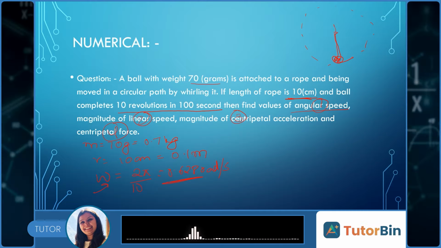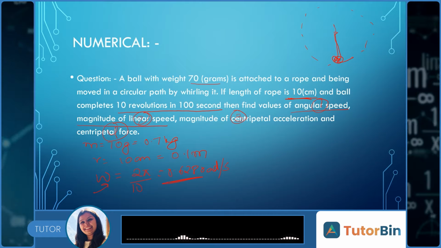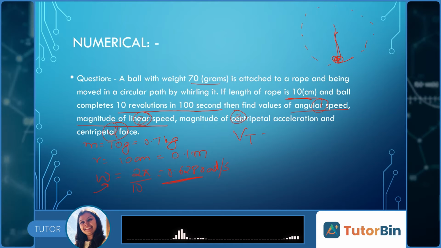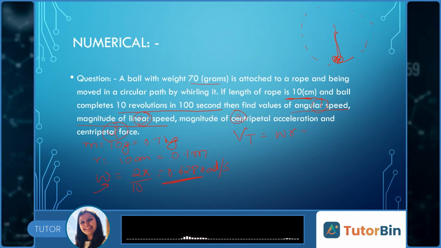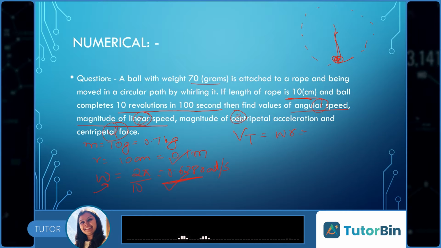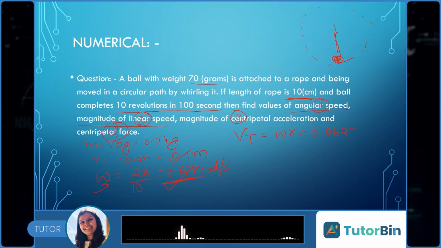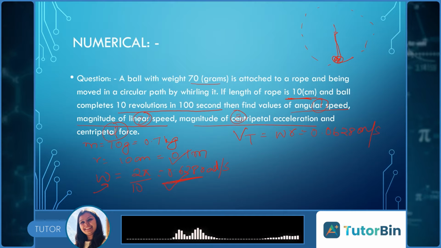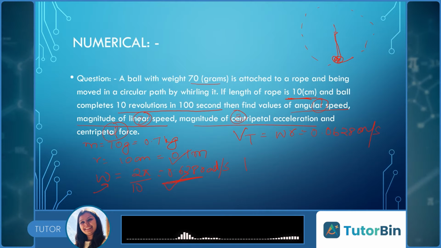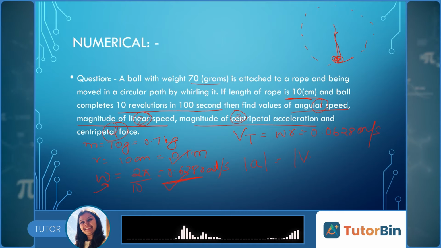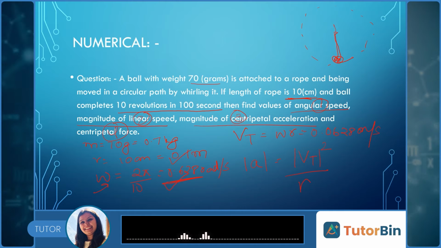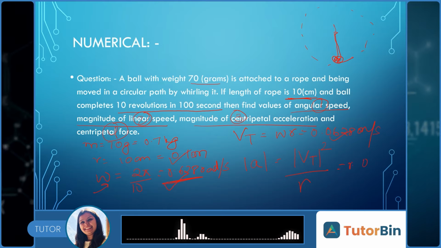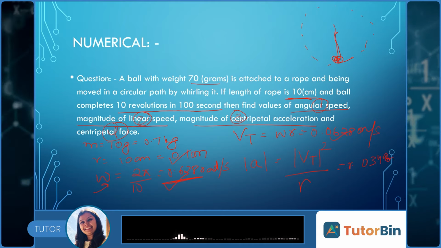Next, we have to find the magnitude of linear speed. The magnitude of linear speed is nothing but the magnitude of tangential velocity. So tangential velocity is equal to omega r, which is 0.628 radian per second times 0.1 meter, which gives us 0.0628 meters per second. Now next we need to find the magnitude of centripetal acceleration. We just studied that centripetal acceleration is tangential velocity squared upon radius. So 0.0628 squared upon 0.1 meter will give us 0.0349 meter per second squared.